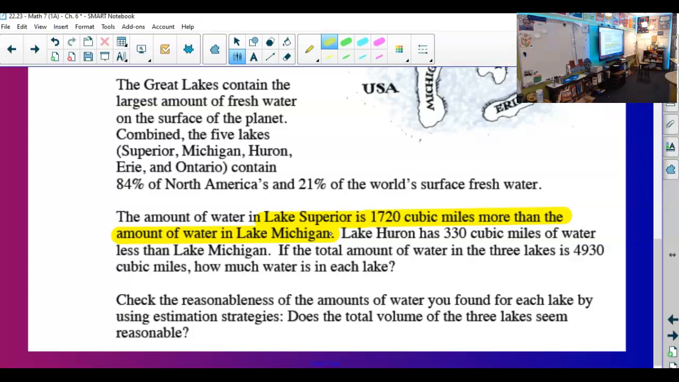How would you pronounce it again? Huron. Lake Huron has 330 cubic miles of water less than Lake Michigan.